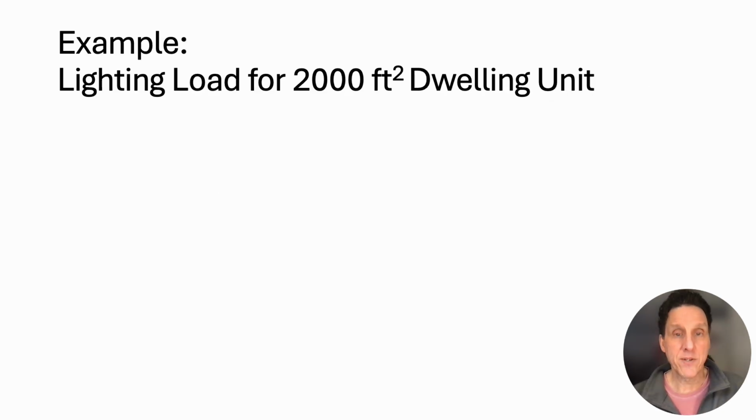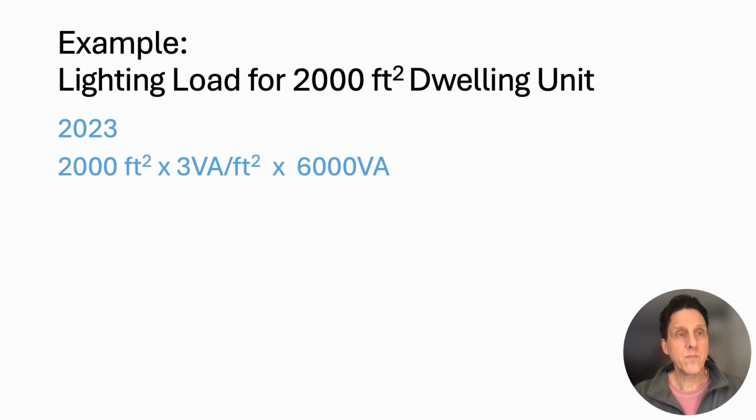Let's do an example now and see how this can really affect the size of a service, for example, or a feeder. So for 2023, this is how the math would work out. If we use the 3 volt amps per square foot for a 2,000 square foot dwelling, and this is just one example, 2,000 square foot dwelling times 3 volt amps per square foot, 6,000 volt amps. That was the lighting load for that 2,000 square foot dwelling.